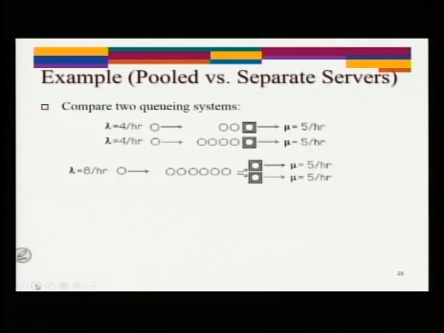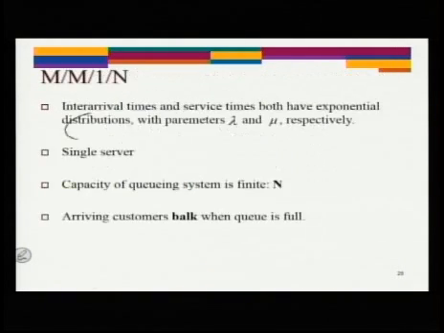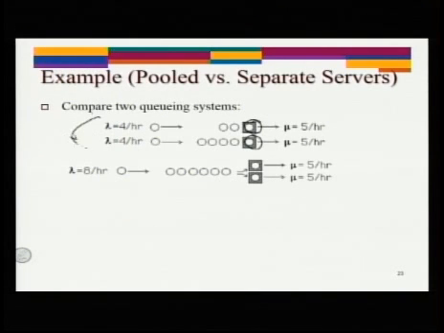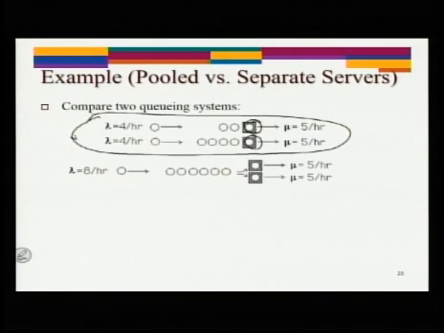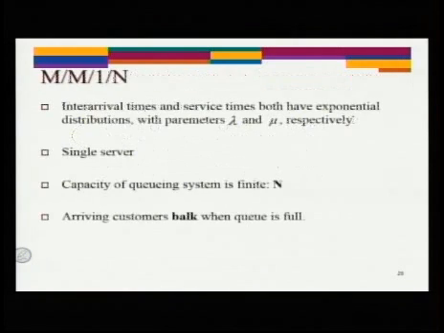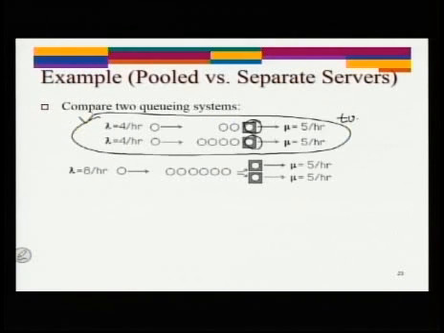Okay, now let's compare two queuing systems. One is a separate queue per each server. Here we have two servers, so we have a separate queue per each server. So this is actually two M/M/1 models. Is that right?